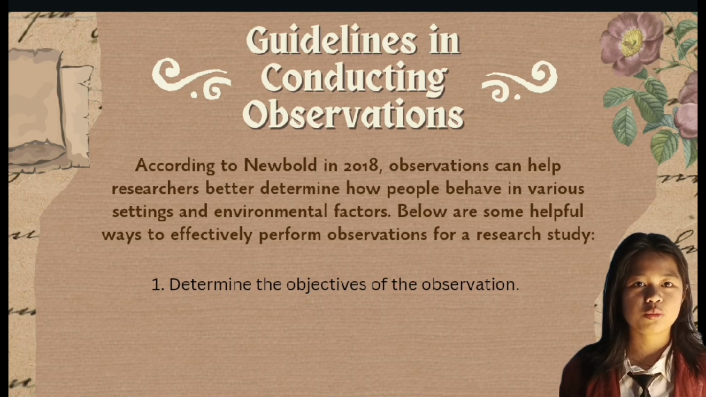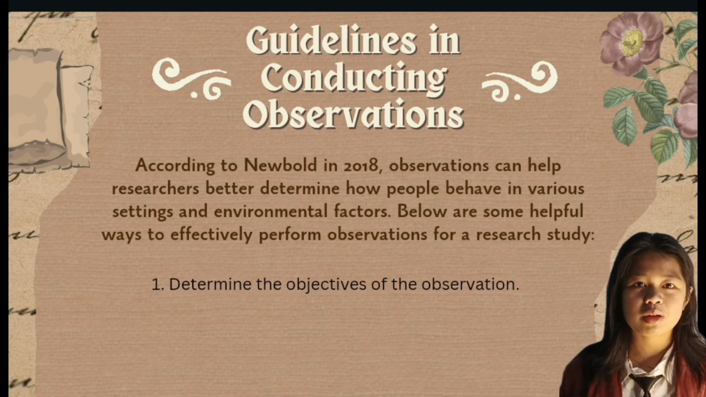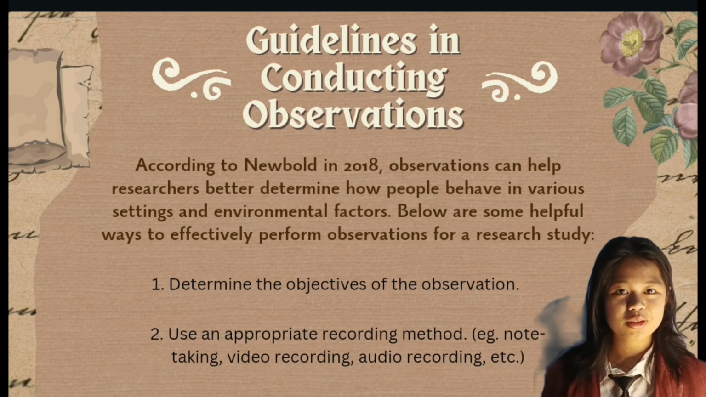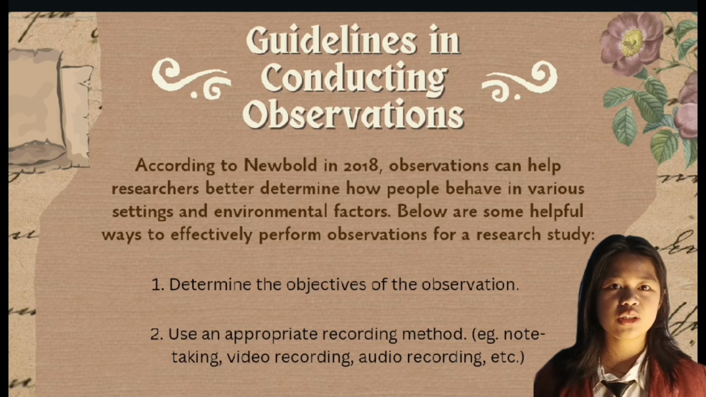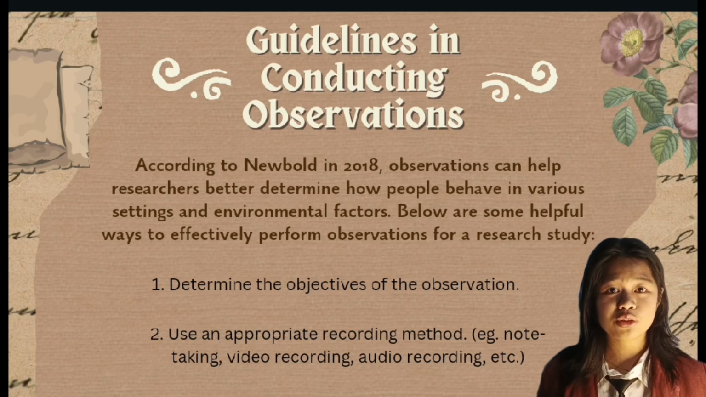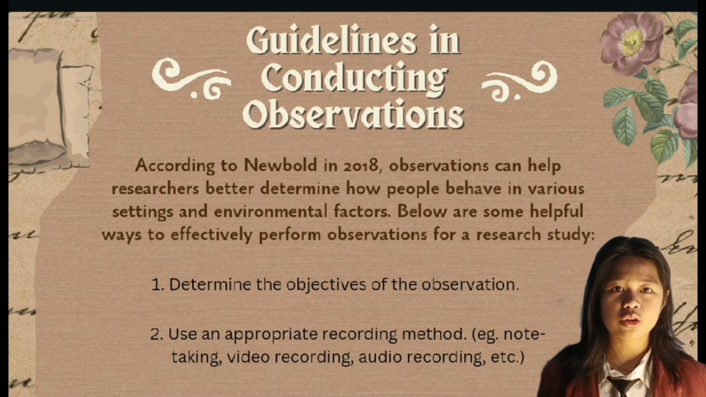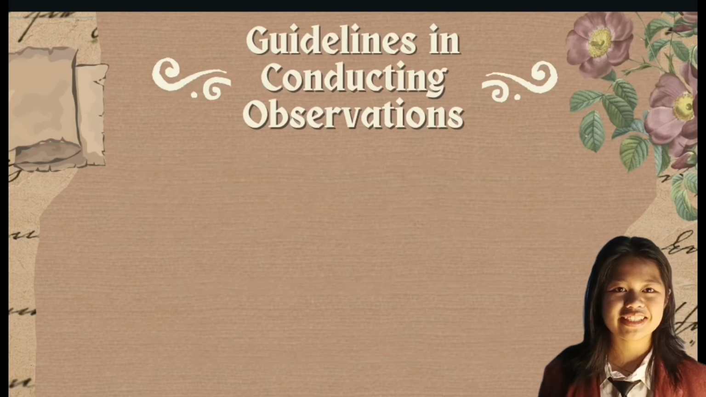For example, if you're observing kids at play, your goal might be to see how they share toys or interact with each other. Tip number two, choose the best way to capture your observations, like taking notes, video, or audio recording. For example, if you're observing a speech, you might use audio recording to capture everything said clearly.